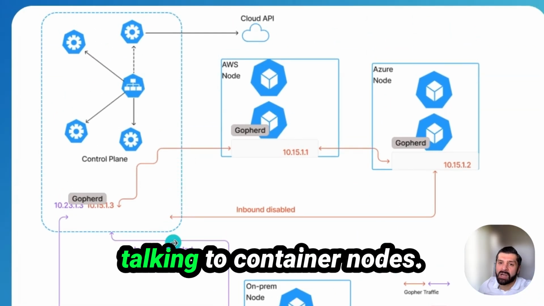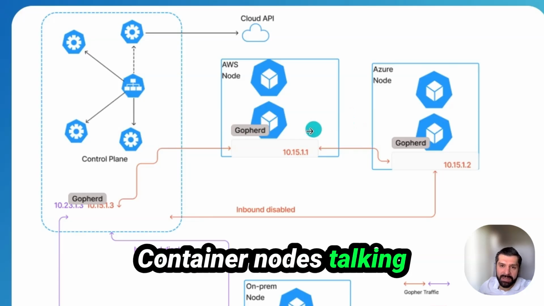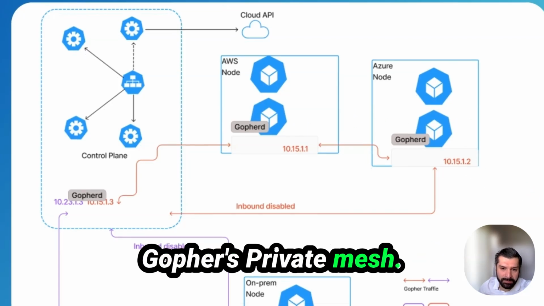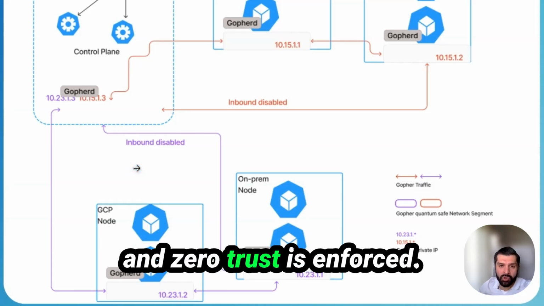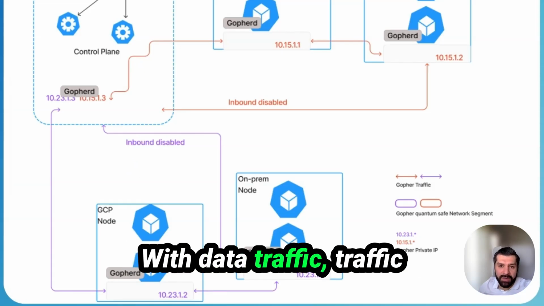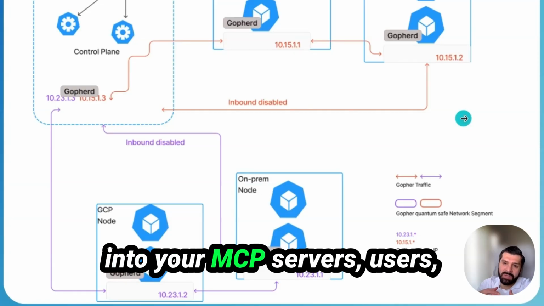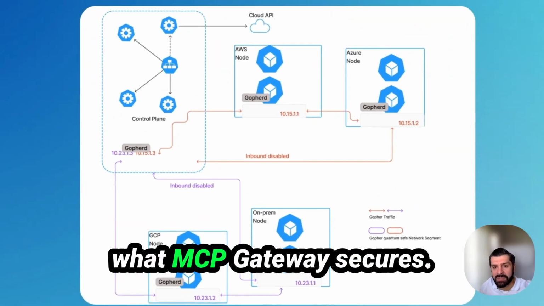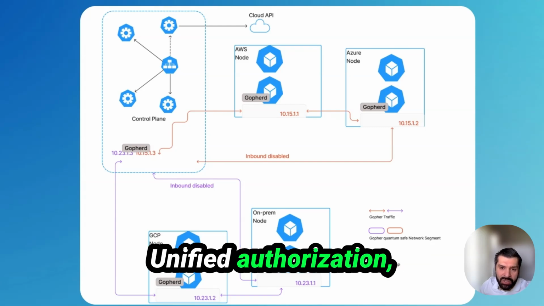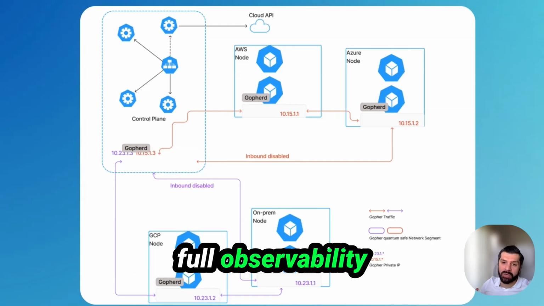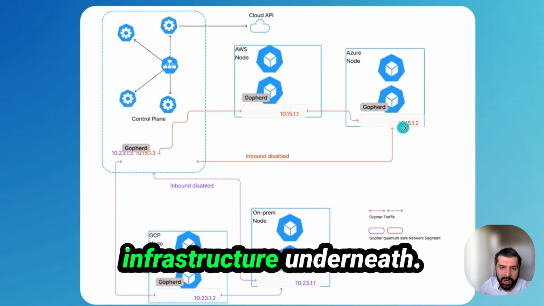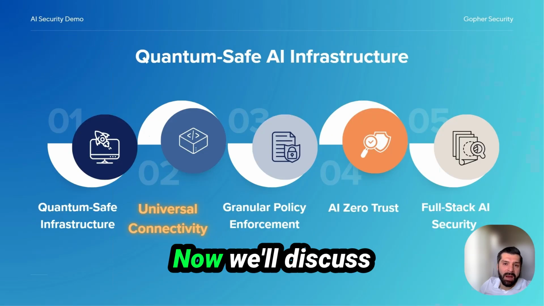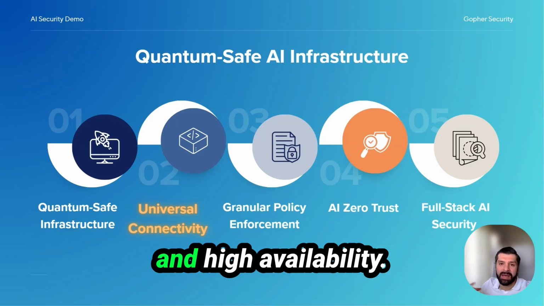Kubernetes controller talking to container nodes, talking to each other, and all the communication is locked down inside of Gopher's private mesh. It's privatized, encrypted, and zero trust is enforced. With data traffic coming in from the internet into your MCP servers, users and AI agents hitting your endpoints, the MCP request is what MCP gateway secures. Unified authorization, granular policy controls, full observability, and quantum-safe infrastructure underneath, with MCP gateways on top for full-stack AI security. Now we'll discuss universal connectivity and high availability.